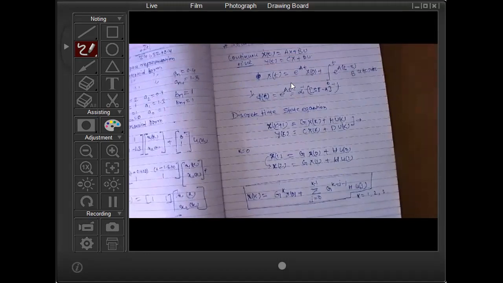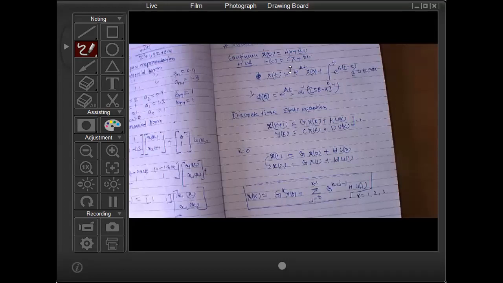If you compare with the continuous time domain, the solution of any state space in continuous time domain is x(t) is equal to e to the power At x(0) plus integration from 0 to t of e to the power A(t minus tau) B u(tau) d tau. What is A? A is the state matrix and B is the input matrix.